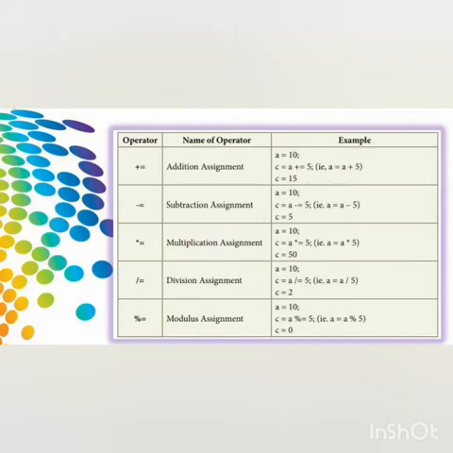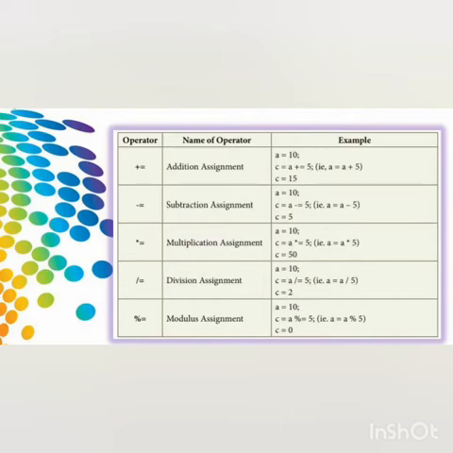Then the next assignment operator is the multiplication assignment operator. A is equal to 10, C is equal to A asterisk equal to 5, which is similar to A is equal to A star 5. Now the value of A is 10, so 10 into 5 is 50. Now the value 50 is stored in the variable A. Then after that A value is assigned to the variable C. Now C value is 50.